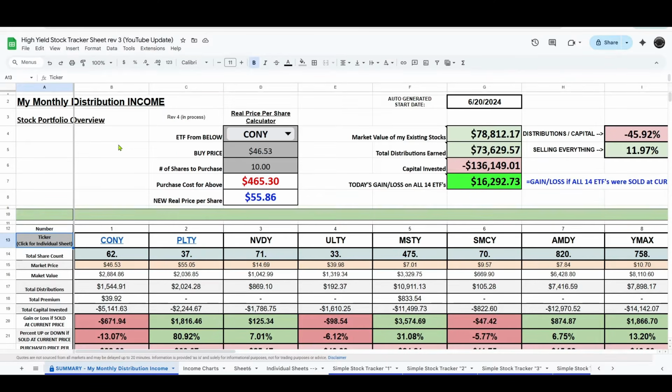Okay, and again, Rev 4 is not yet available. It is still in process. I'll be looking to get it out before Christmas, but Rev 3, which has all of this same information, it just does not have the calculator and it does not have the links. That is still available in my Discord. But the Rev 4, once it's completed, that will be available in my Discord as well.